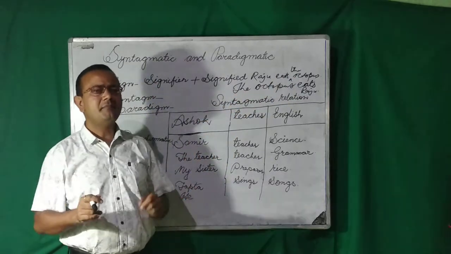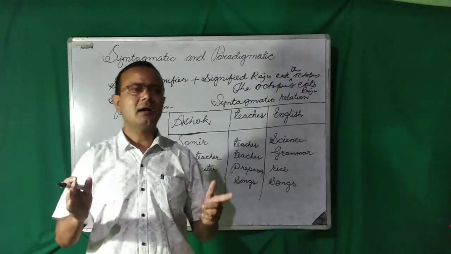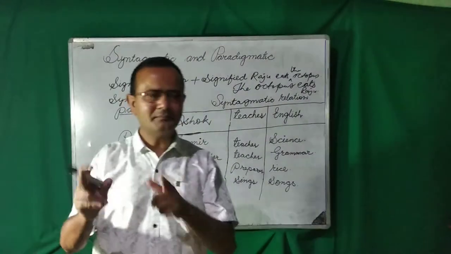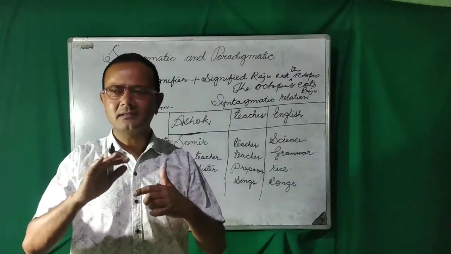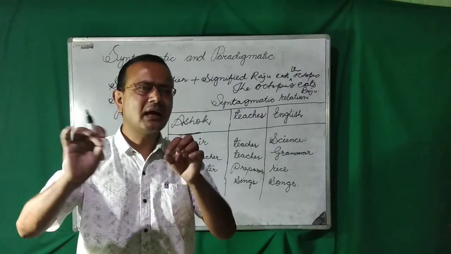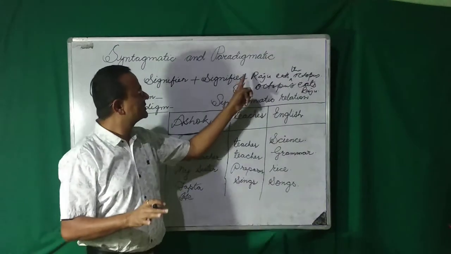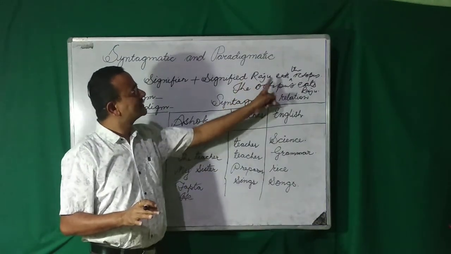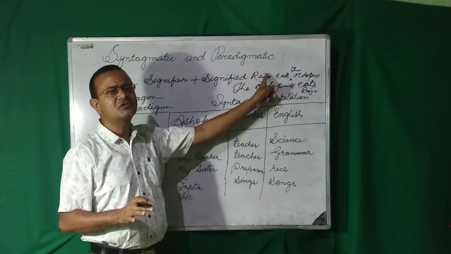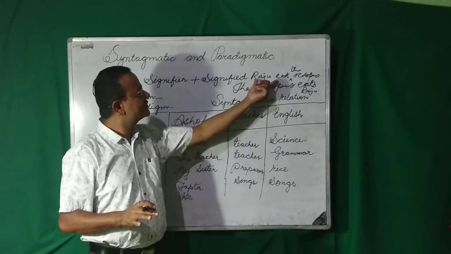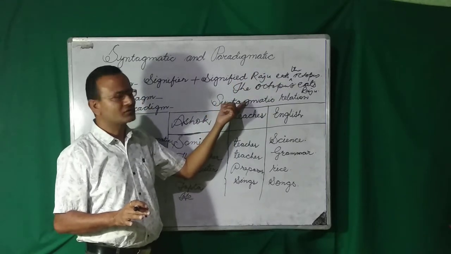Very different. Mary kicks the ball. All right. My friend kicked him like that. When we put the sentences, they have a certain sequence. That is about these syntagms having the relationship. What type of relationship? Syntagmatic relationship.